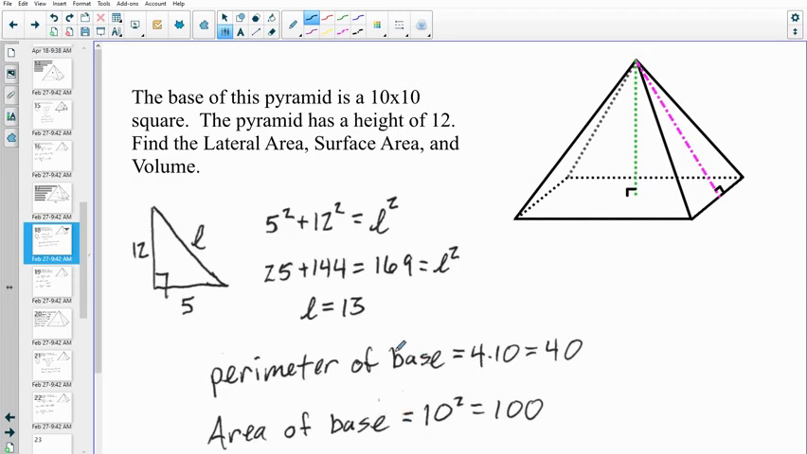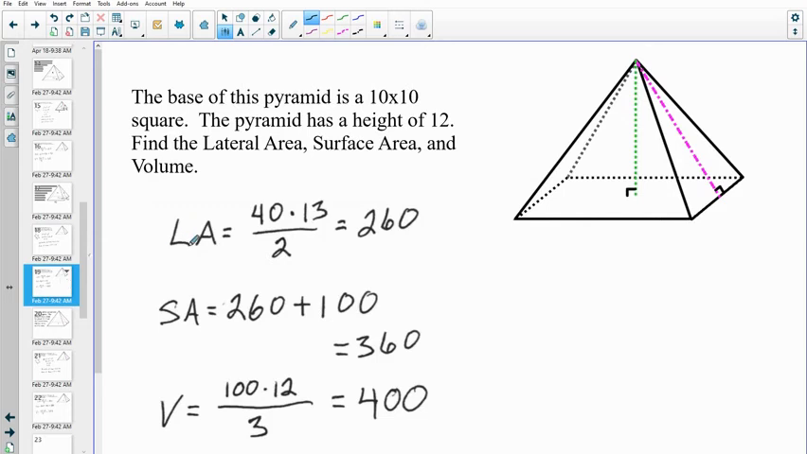So I've got my slant height, the perimeter of the base, 4 times the side length, for 40, and then the area of the base, side squared because it's a square. So that's 100.